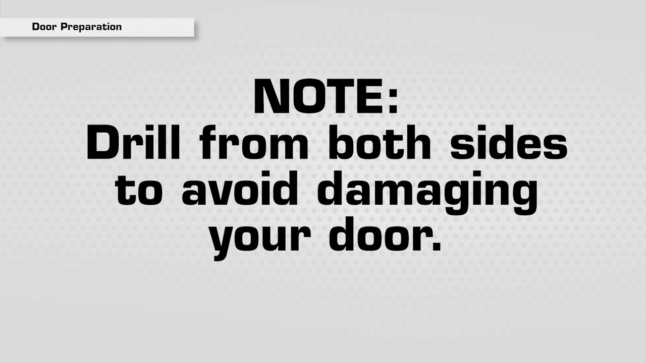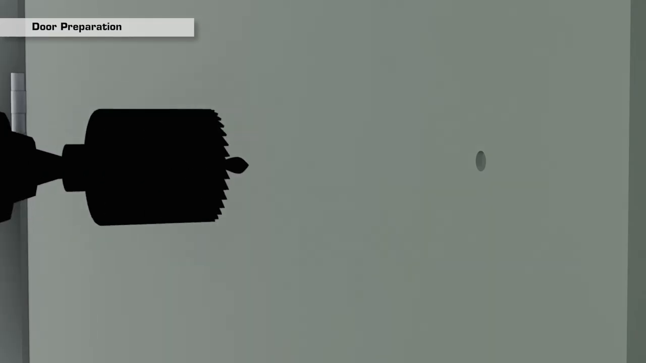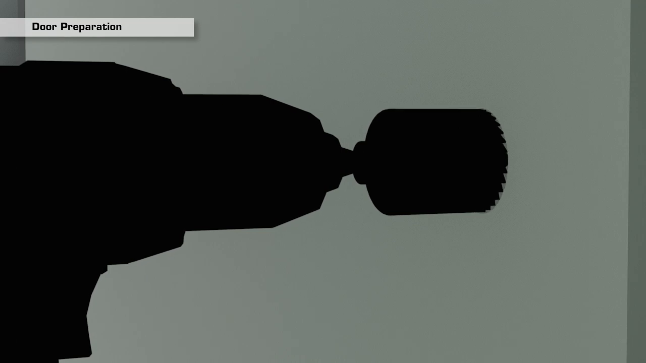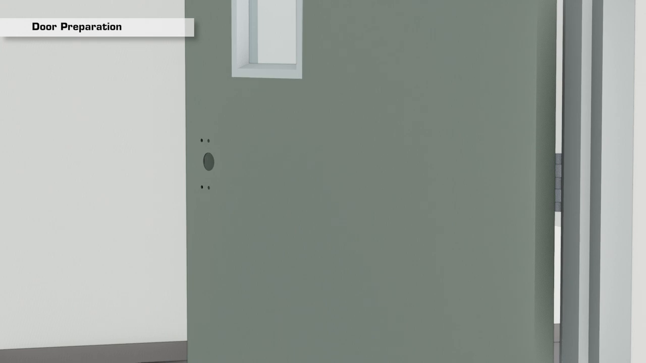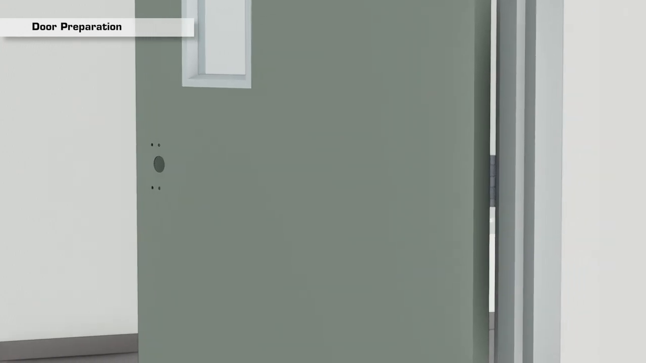Note, drill from both sides to avoid damaging the door. Using the established pilot hole on the pull side, finish drilling the hole for the cylinder. Your door is now ready to install the exit device.